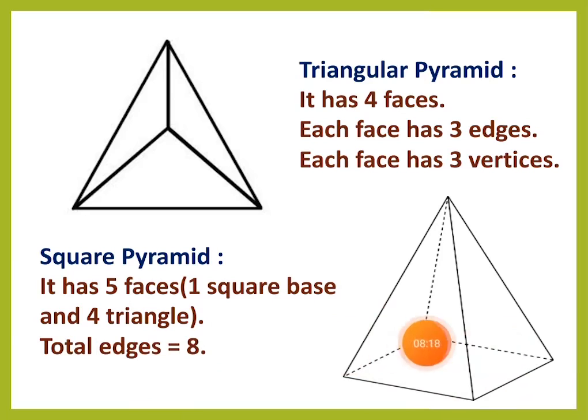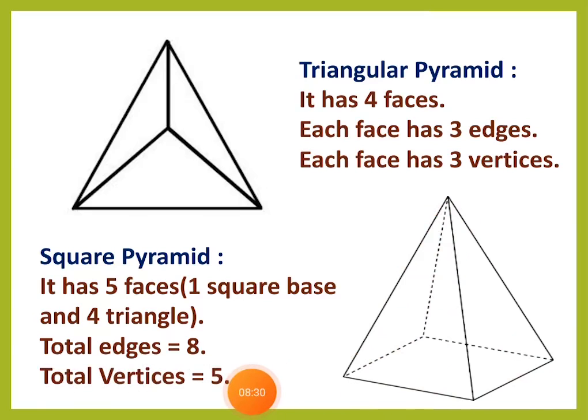In the same way, if you count the total edges: 1, 2, 3, 4, then this is 5, 6, this dotted one is 7 and this one is 8. Okay, now in the same way if you count its total vertices, how many vertices? Let us count: 1, this 2, 3, 4 and 5.